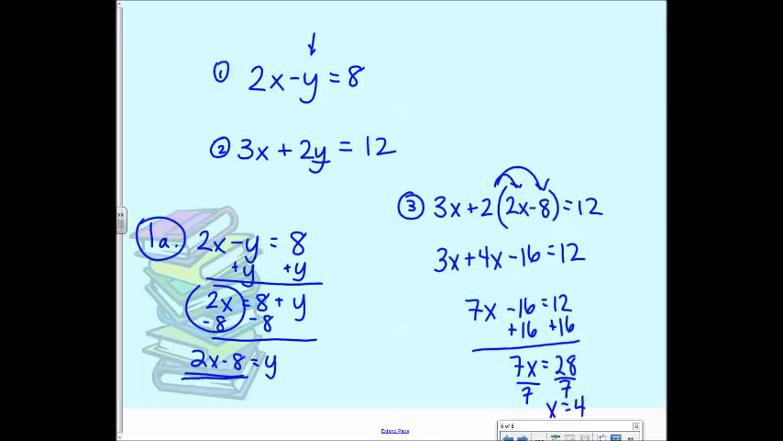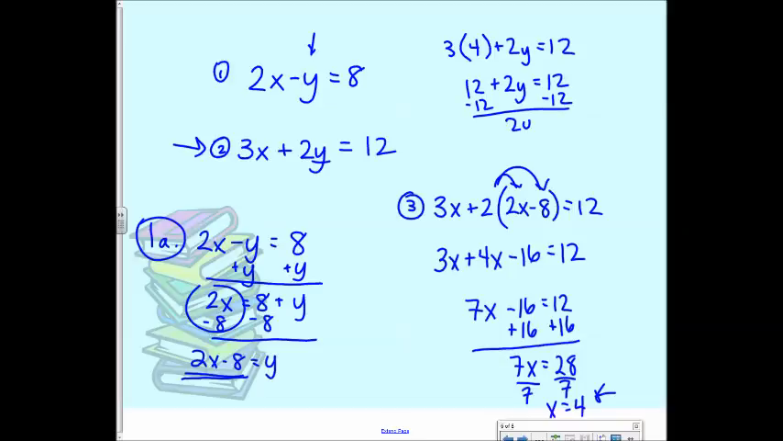So last step, plug this back in right here. Plug it back in and find out what y is. Doesn't matter which equation, I'm going to plug it back into number 2 because number 2 has all positive numbers and I like positive numbers. All right, so I'm going to plug in x equals 4 right here, and in my equation I put 3 times 4 plus 2y equals 12. 3 times 4 is 12, minus 12 minus 12, 2y equals 0. So divide by 2, y must equal 0. Okay, and my solution then is 4, 0.